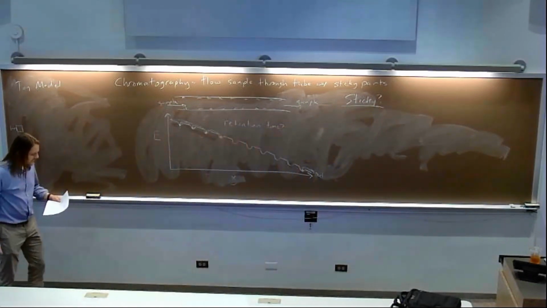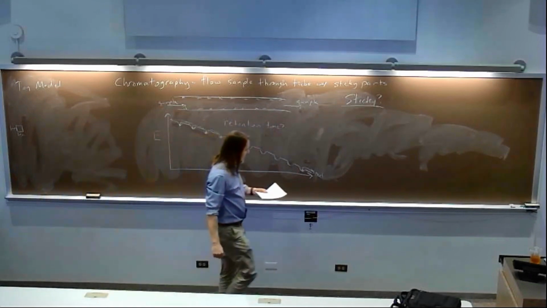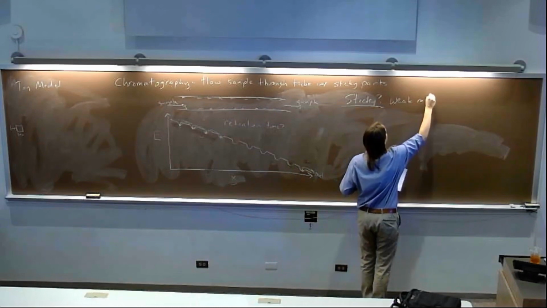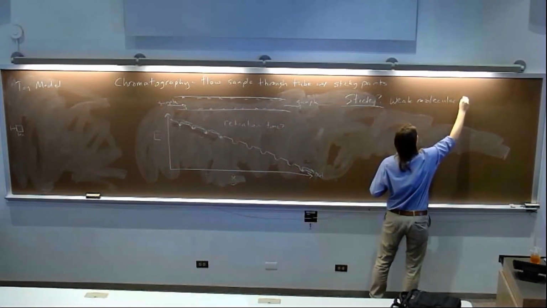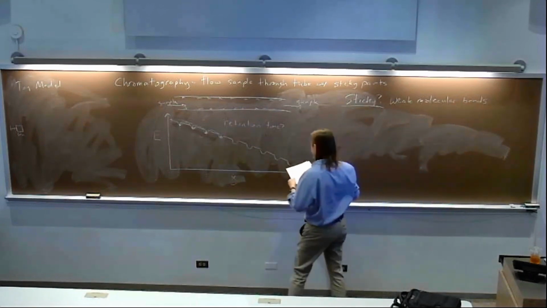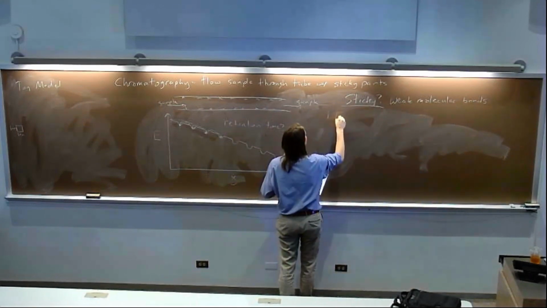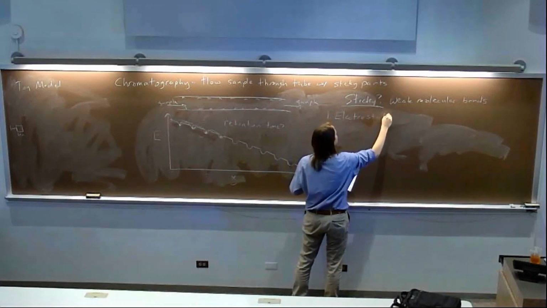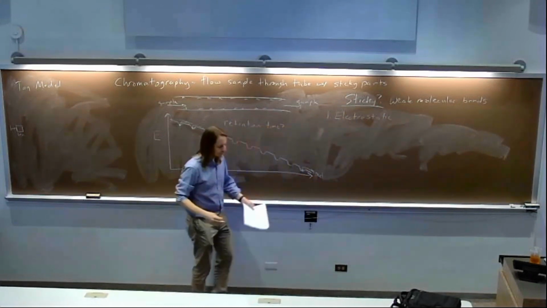Okay. First kind of sticky is, well, sticky means weak molecular bonds. So we're going to talk about 3 types, all right, in a loose way. The first is electrostatic. So we touched on this briefly when we talked about the electric field and charge.